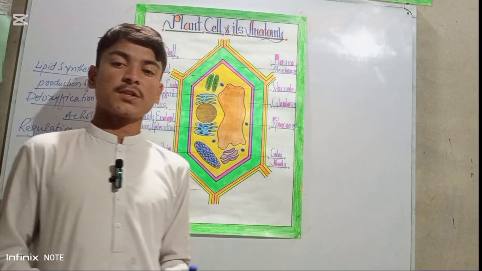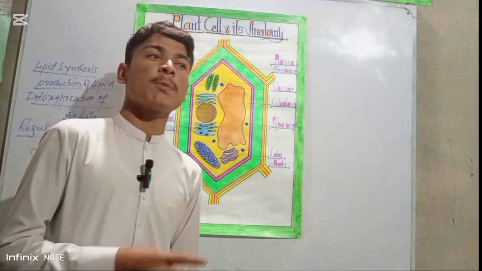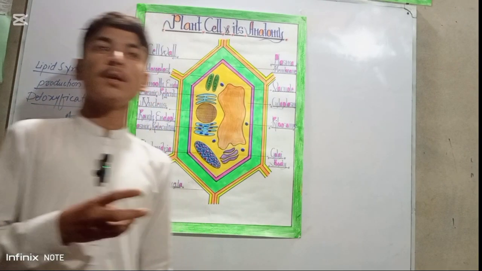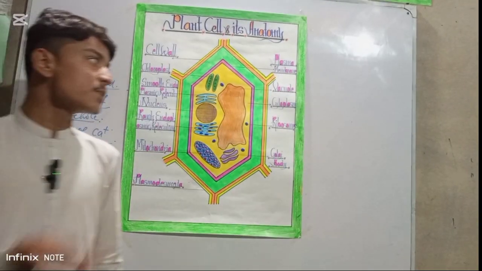The first point is that the cell is the basic unit of life according to structure and function. The second point, new cells arise from pre-existing cells. The third point, all living organisms contain genetic material which is transferred from generation to generation.